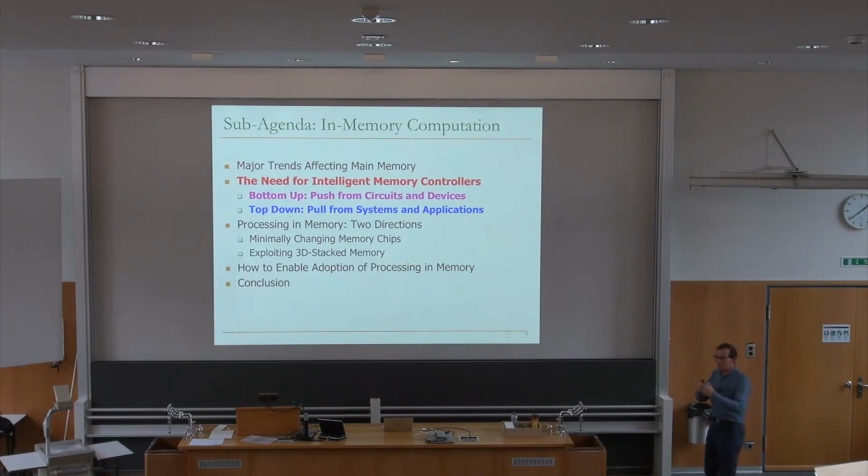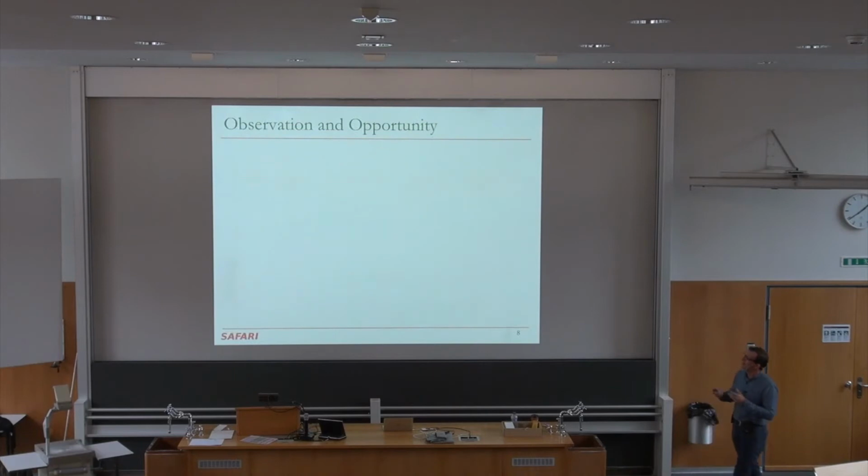There's a huge pull from the devices and circuits that is pushing us for intelligent memory controllers, and there's a huge pull from systems and applications that's also pushing us for intelligent memory controllers. So maybe we have no other choice but to actually have more intelligent memory devices and memory controllers. Let me talk about this top-down a little bit. We've also talked about the top-down before, but I'm going to go into it a little bit more.